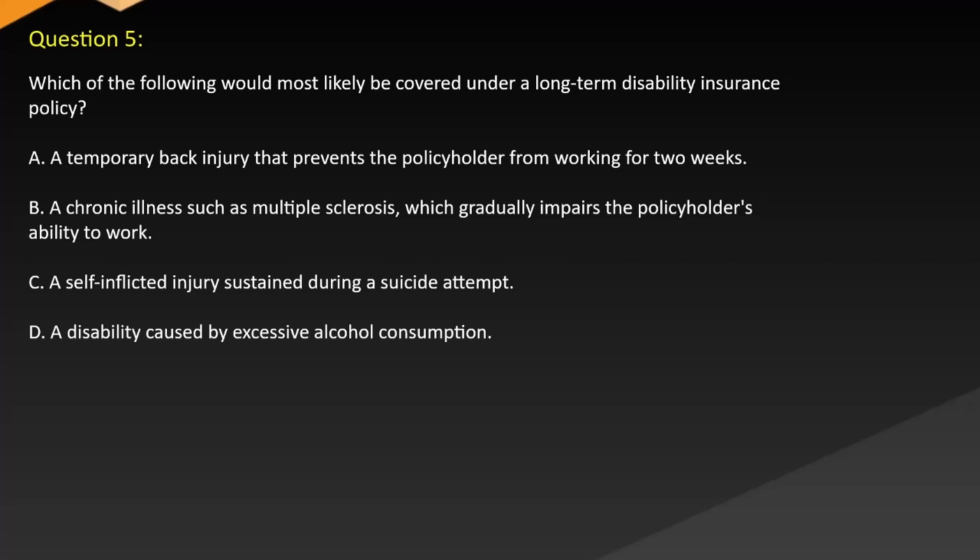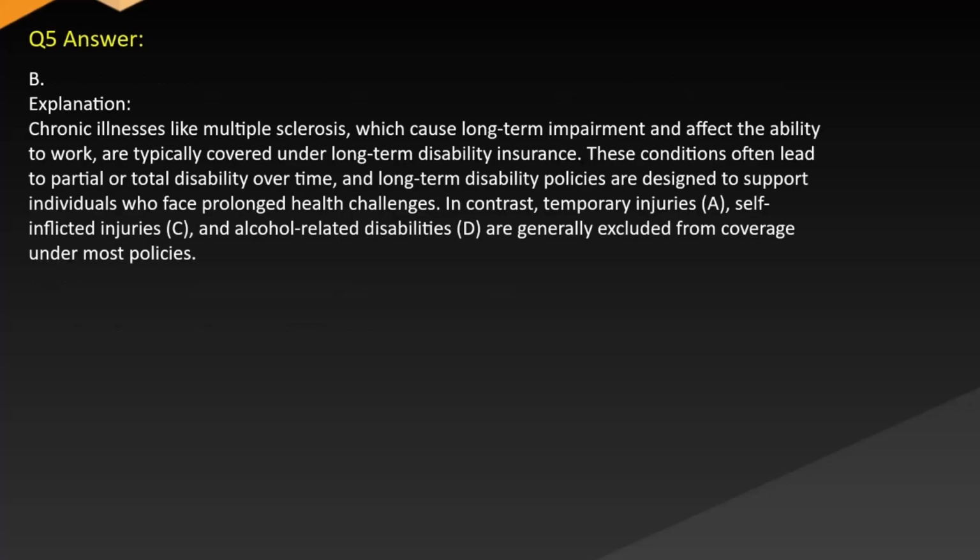Question 5. Which of the following would most likely be covered under a long-term disability insurance policy? A. A temporary back injury that prevents the policyholder from working for 2 weeks. B. A chronic illness such as multiple sclerosis, which gradually impairs the policyholder's ability to work. C. A self-inflicted injury sustained during a suicide attempt. D. A disability caused by excessive alcohol consumption. Answer. B. Explanation.